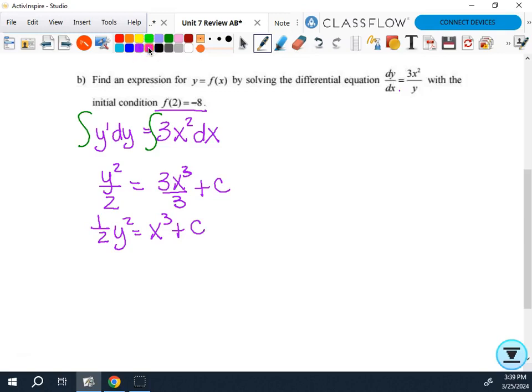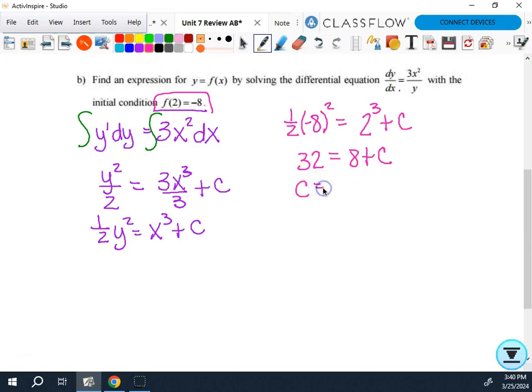So I'm going to substitute in my initial condition right here. So that means my y value is negative 8. So I'm going to get 1/2 times negative 8 squared equals x, which is 2 cubed, plus c. So negative 8 squared is 64. Half of that is 32. That's equal to 8 plus c. c equals 24.